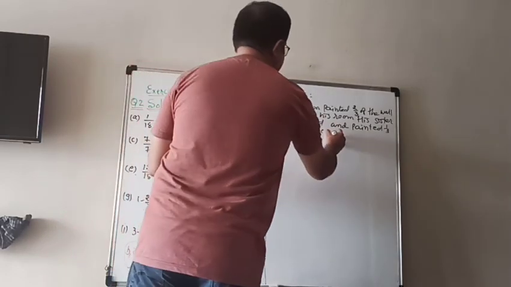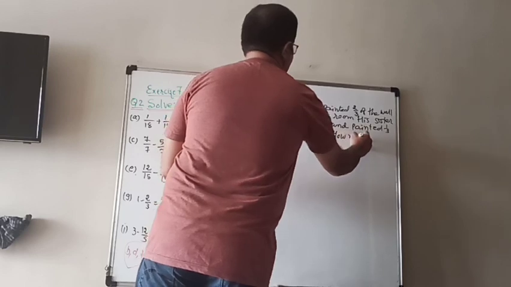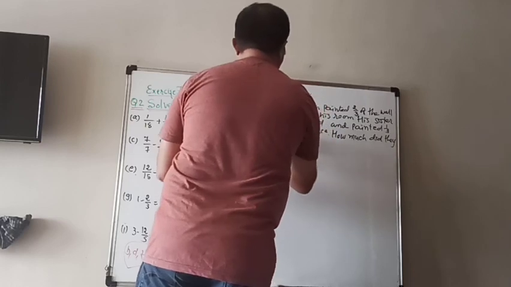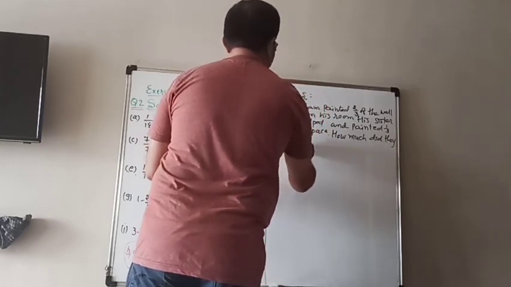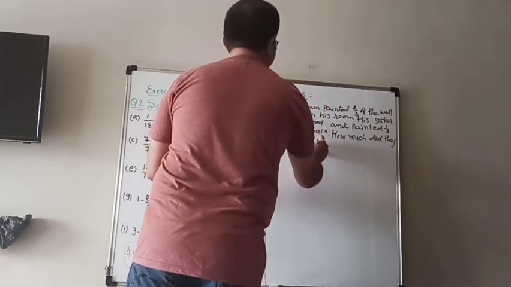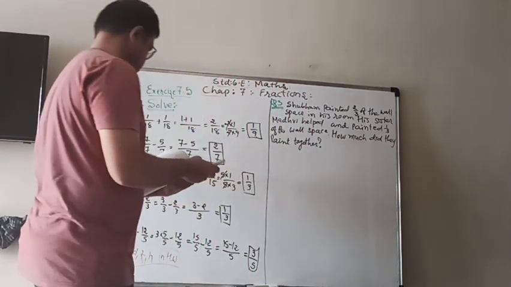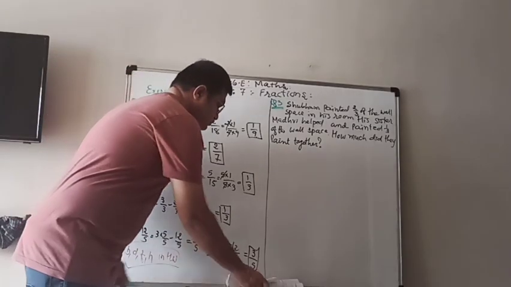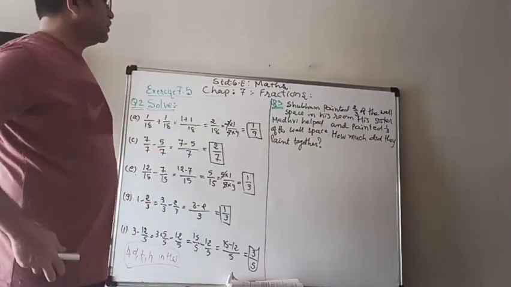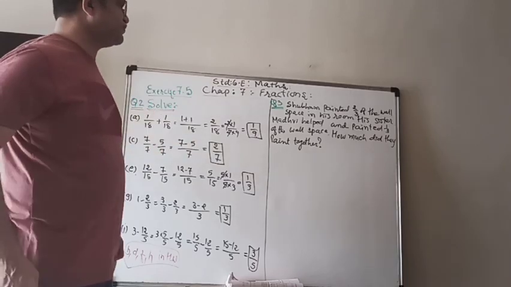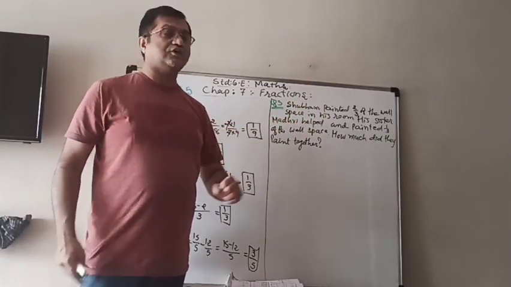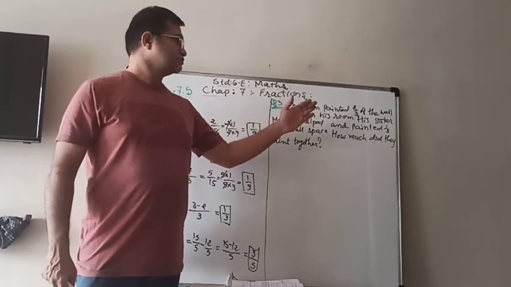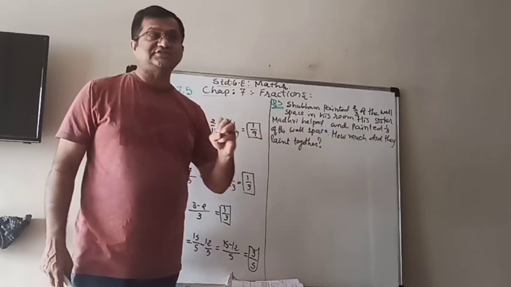How much did they paint together? So here it is not given directly in this form, but we have to check what is given, and according to the situation either we have to do the addition or subtraction.